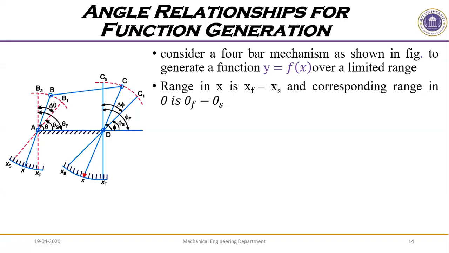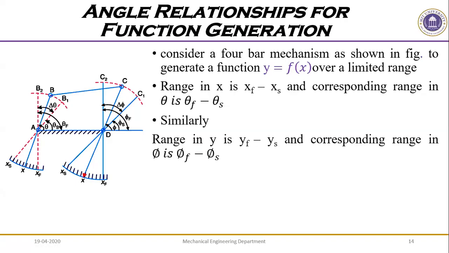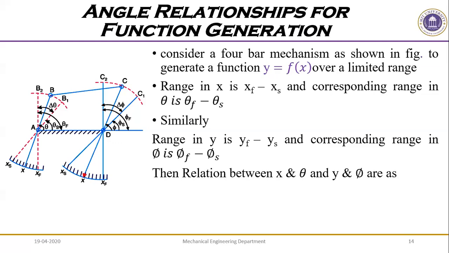Xf minus xs is the range for the displacement at the input in case of linear, and theta f minus theta s is the angular range for the input link. Similarly, for the output, the range for y is from yf to ys, and the same angular displacement is phi f to phi s. The relation between x and theta, and y and phi, is as follows.